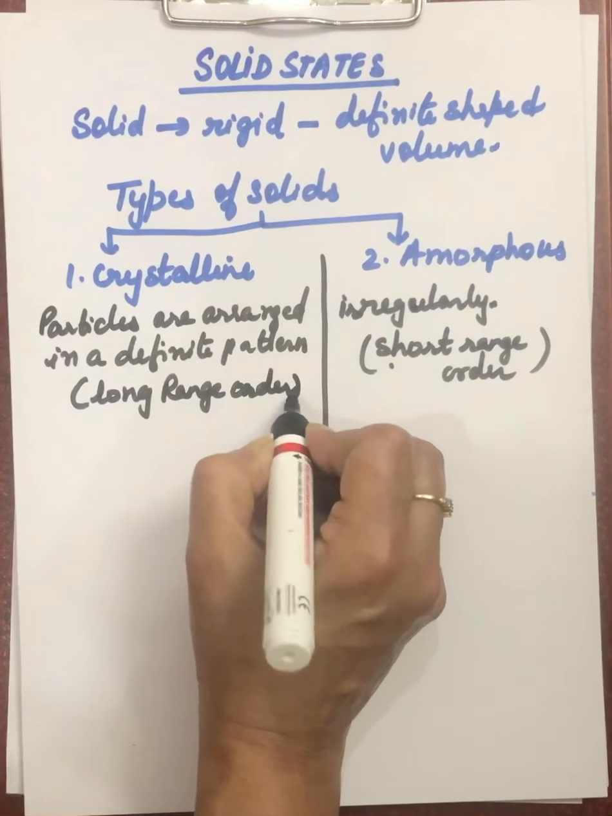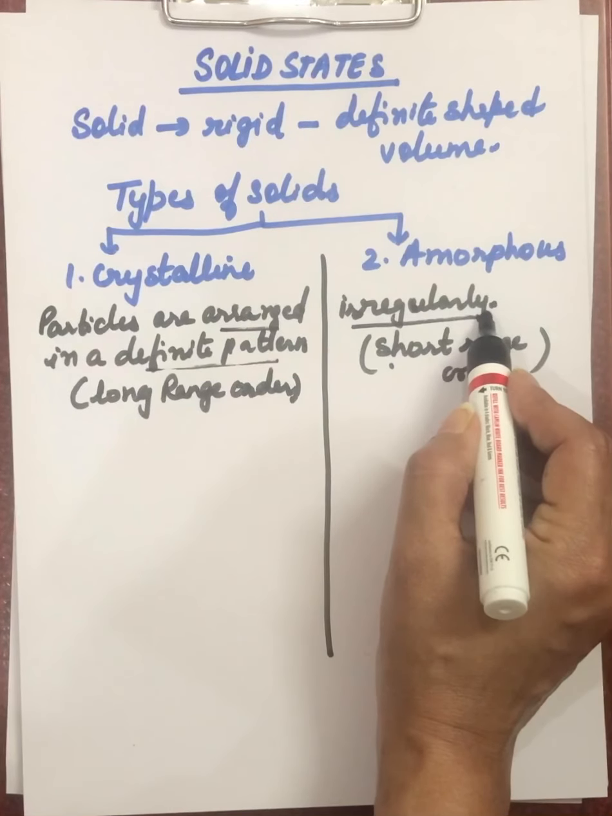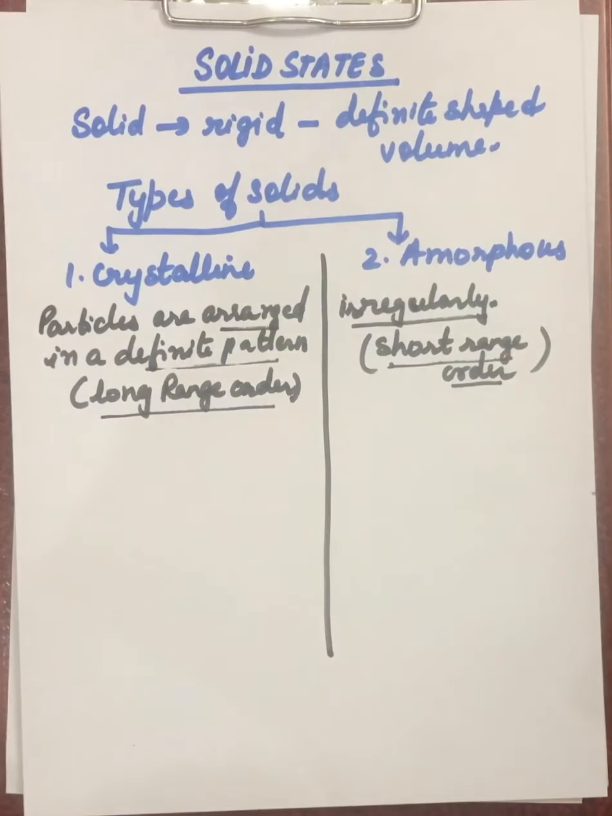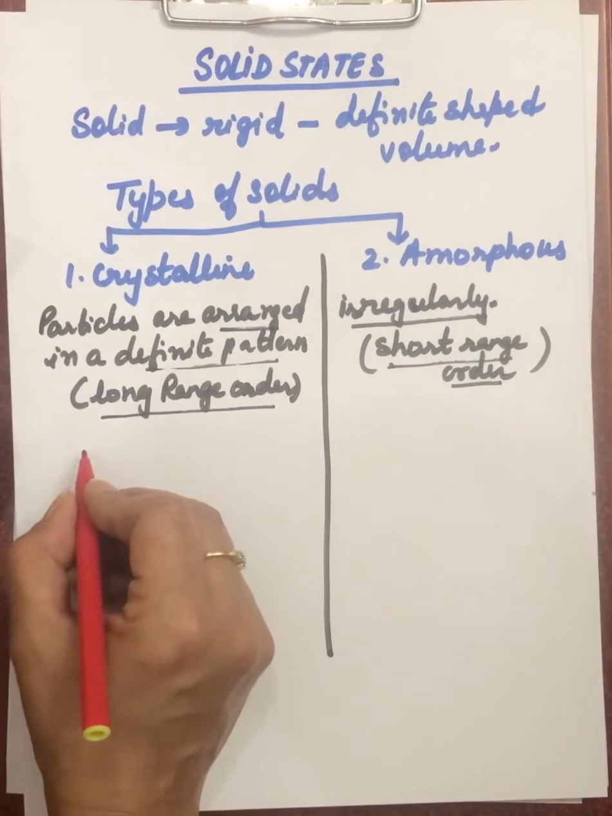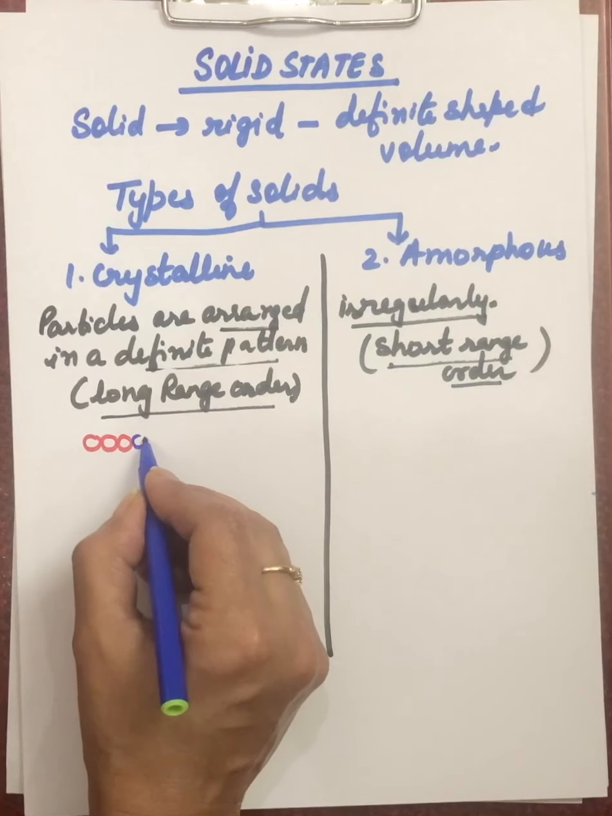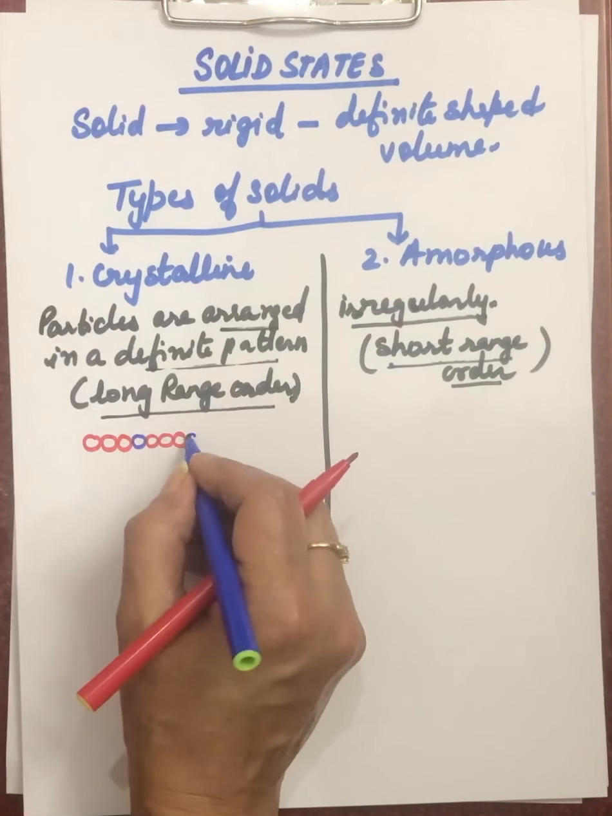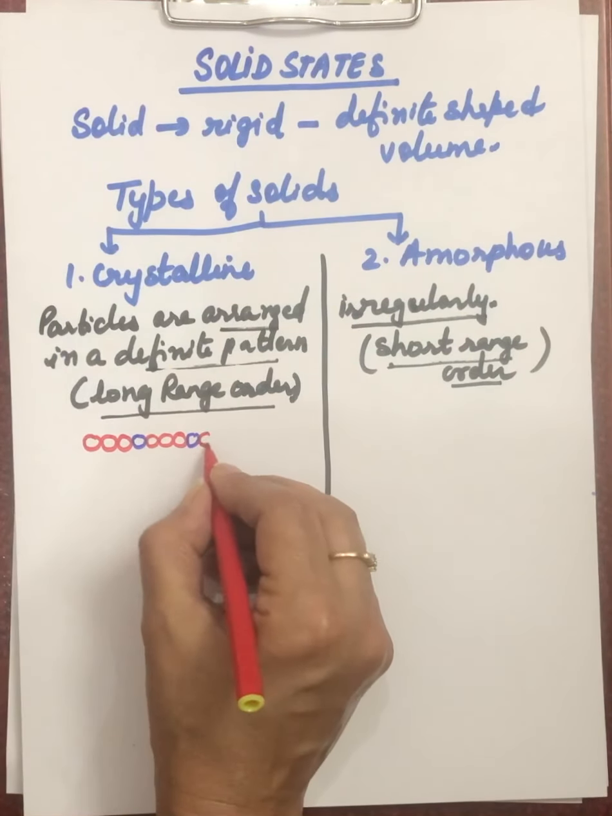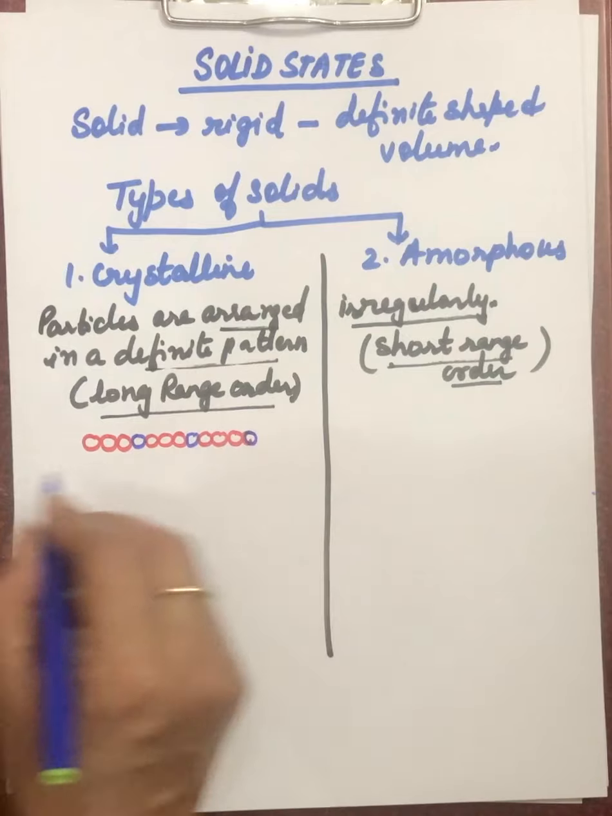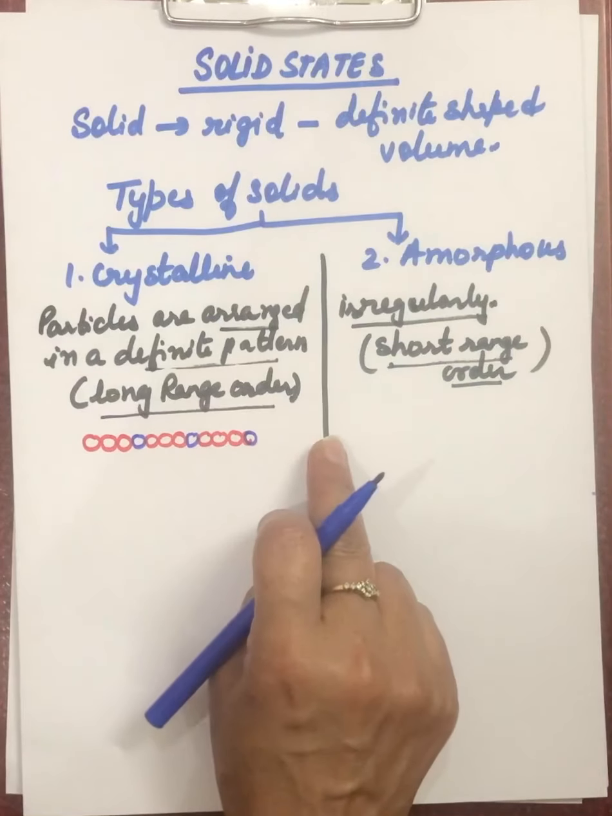Now, what is the meaning of particles arranged in a definite pattern, and particles arranged irregularly? They show long range order, and here they are showing a short range order. To understand this, I am taking the arrangement of particles. See, these particles are forming a definite pattern. If a definite pattern is formed by the particles and this arrangement keeps on going like this only, that means they are following a long range order.